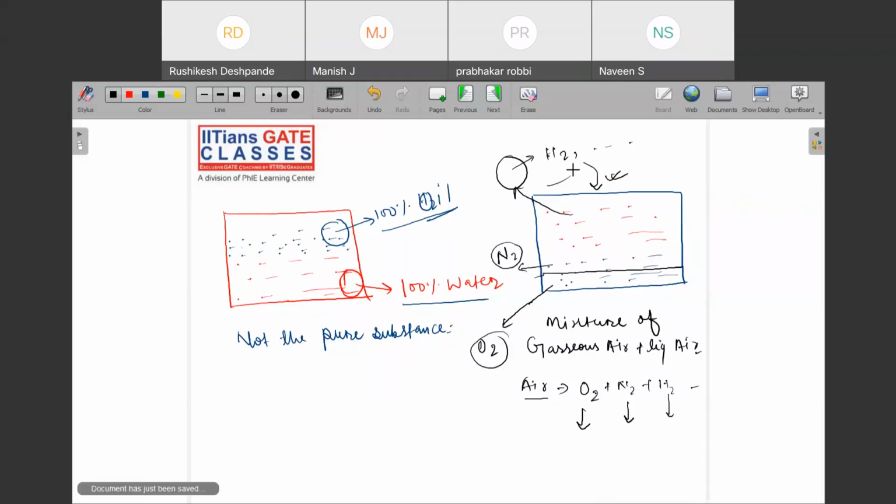Okay, let us move to the next. Then there is one very important rule called Gibbs phase rule.